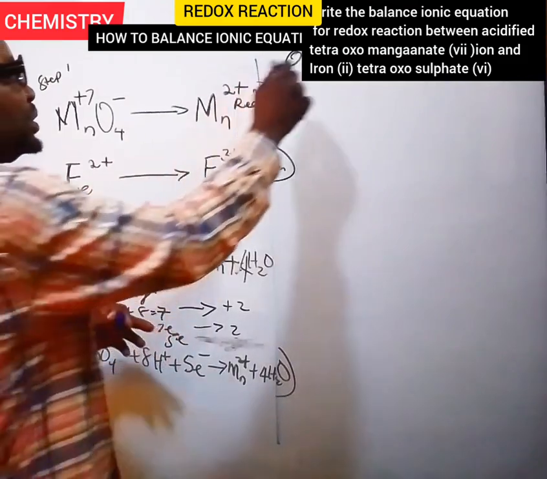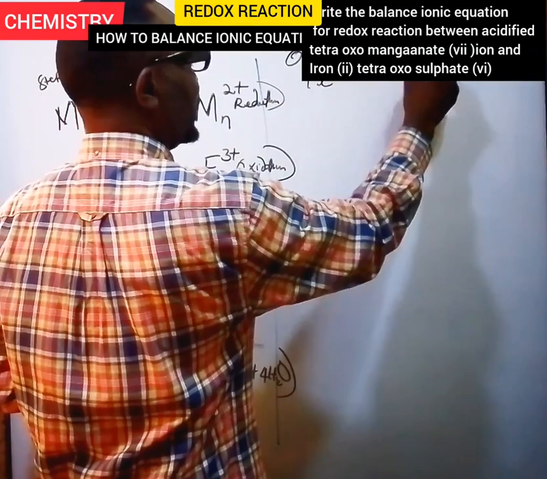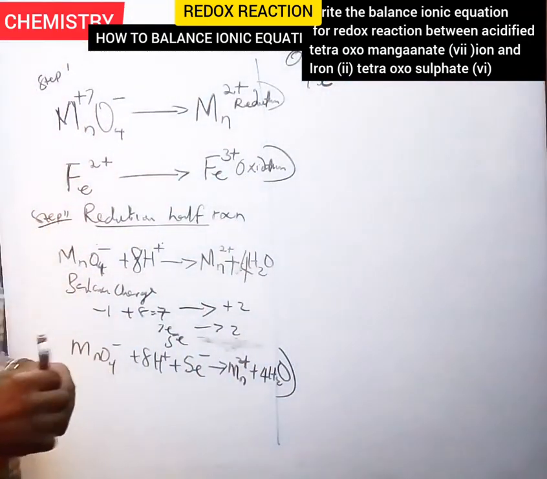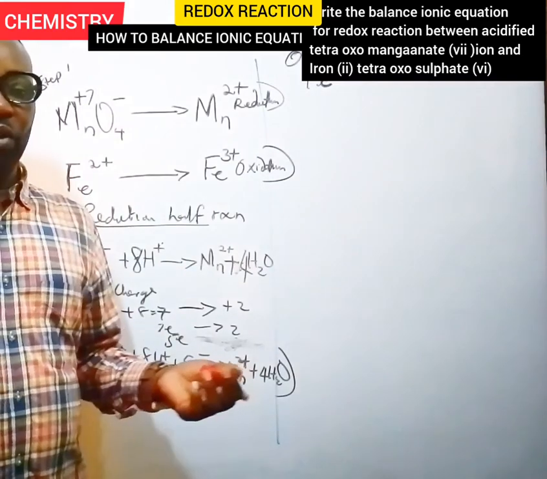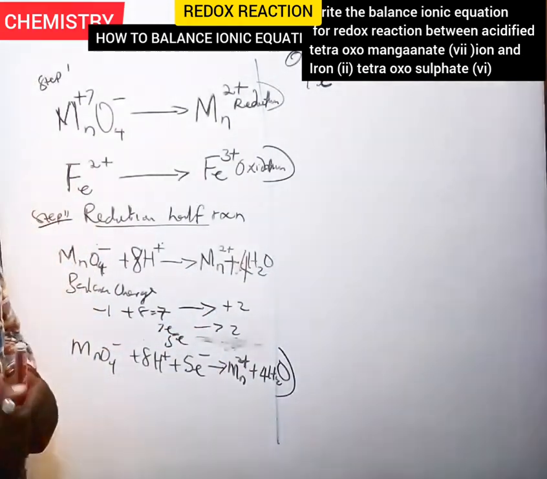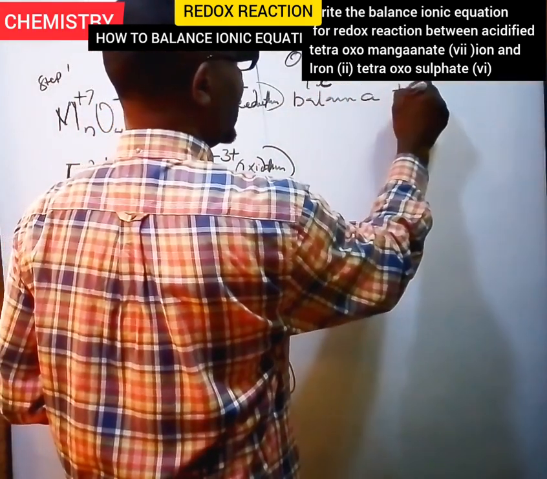For the oxidation reaction, we have iron 2 leading to iron 3. The number of atoms is balanced there. So what do we have to do now? You balance the charge. The next thing is to balance the charge.